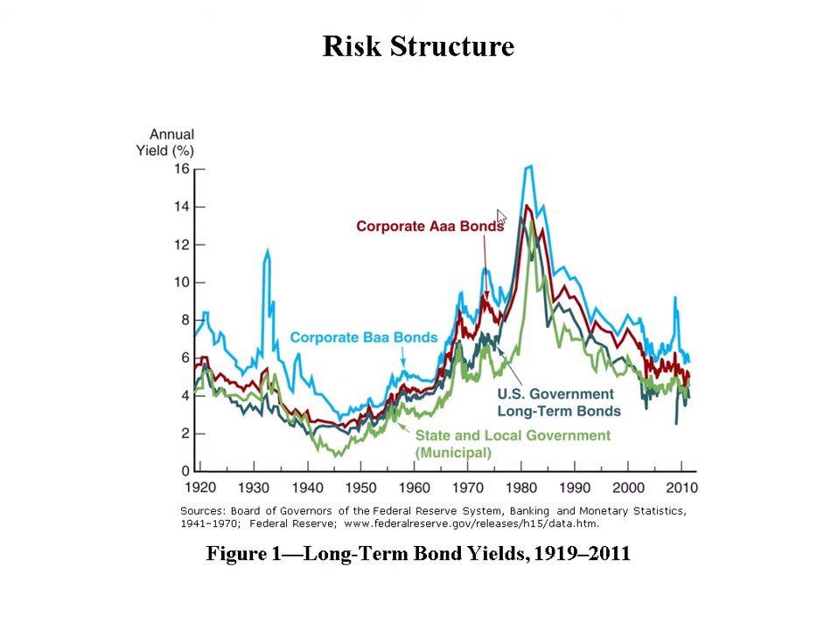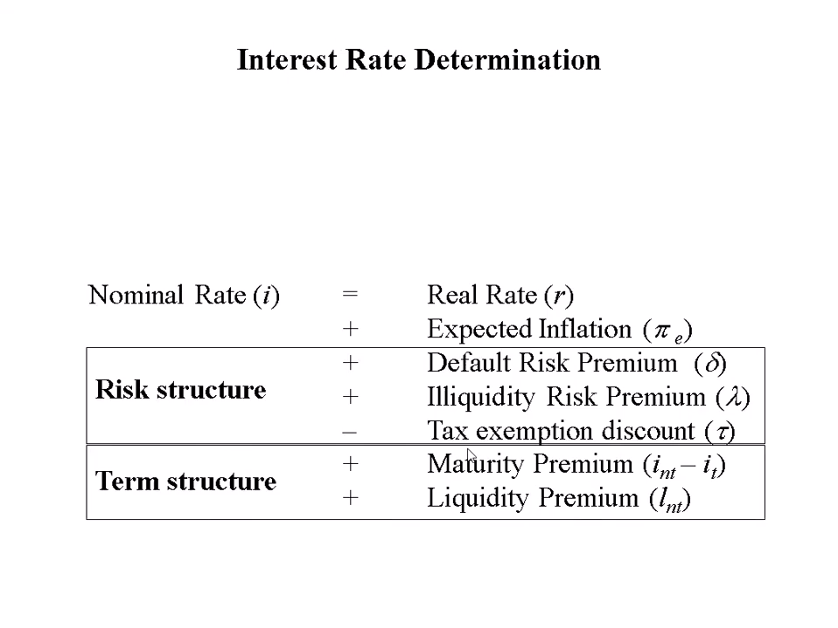And this is the risk structure of corporate AAA bonds, which are relatively risk-free, and then corporate BAA bonds, which are a little more risky than corporate AAAs. And then the dark green is the U.S. government long-term bonds, and the light green is state and local municipal bonds.